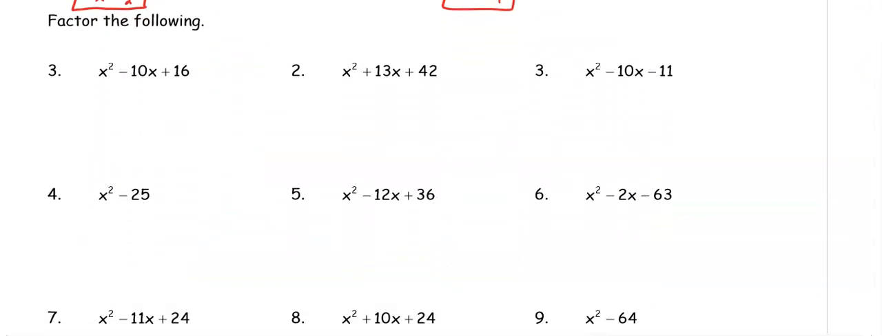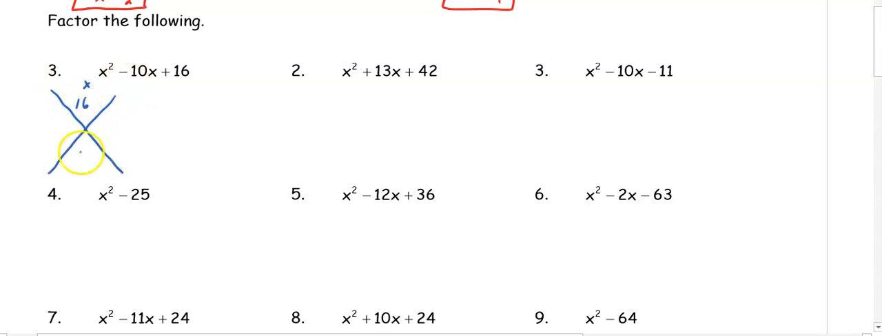Factor the following. So remember, when we're factoring, we want to see what's going to multiply to the number on the end and add to the number next to x. So in number 1, we want to multiply to 16 and add to negative 10. So some of us might be thinking 4 and 4, but if I make those negative, that's not going to add to negative 10. That's only going to add to negative 8. So two different numbers are 2 and 8, but they have to be negative. So we're going to have negative 2 and negative 8.